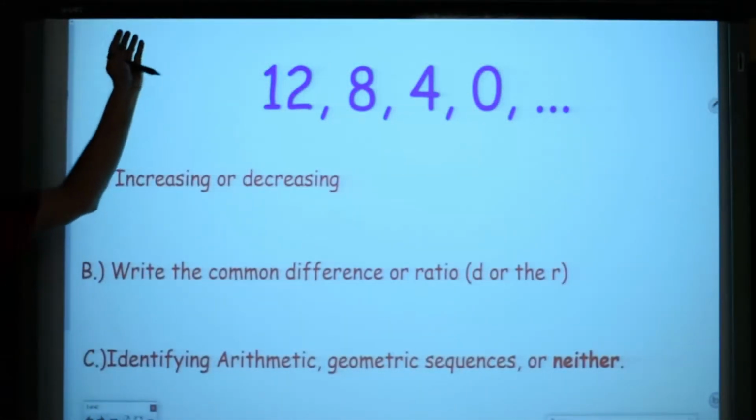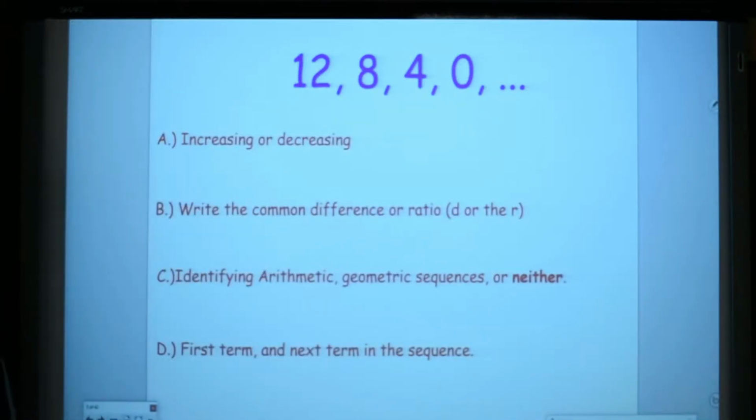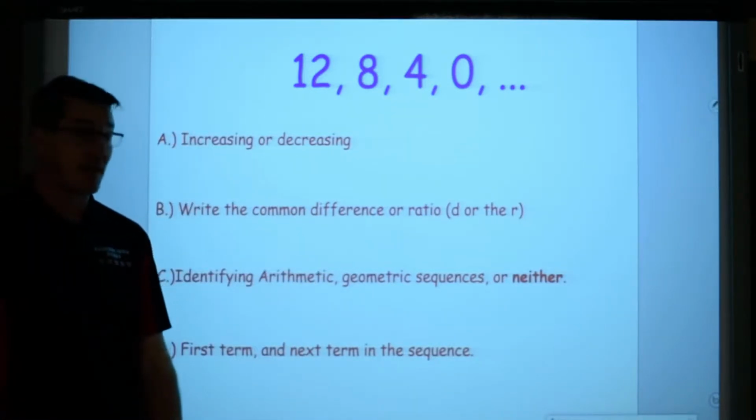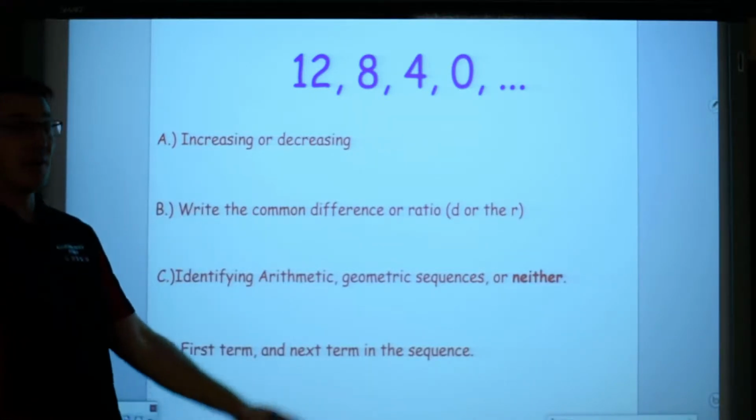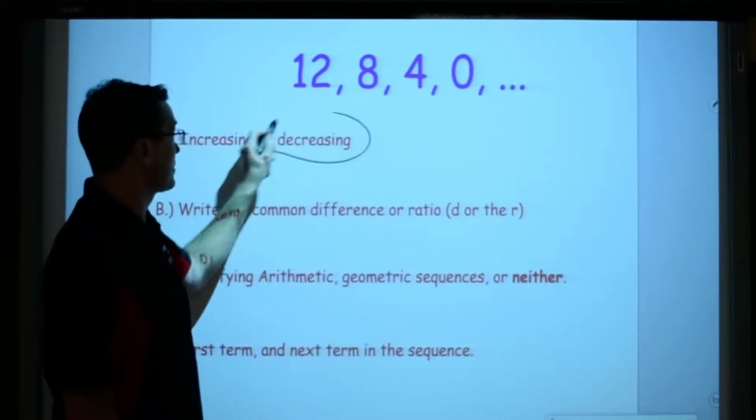So everybody really quickly, go ahead and write this pattern down: 12, 8, 4, 0. And then I want you to go ahead and try to answer these questions. Okay, so let's look at this. The first thing I look at when I look at these patterns is, is it increasing or decreasing? Well, I went from 12 and I got to 0. So that's definitely decreasing. That was pretty simple.